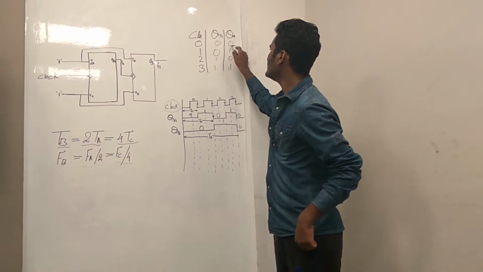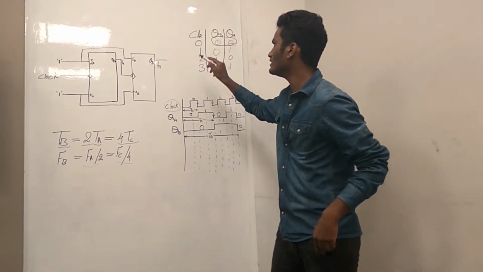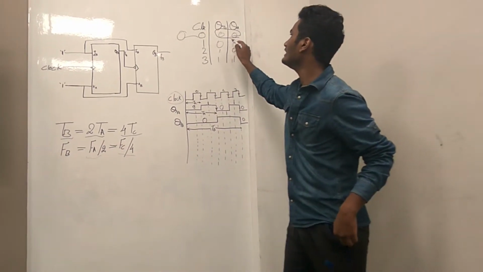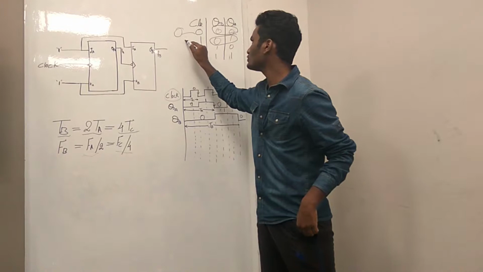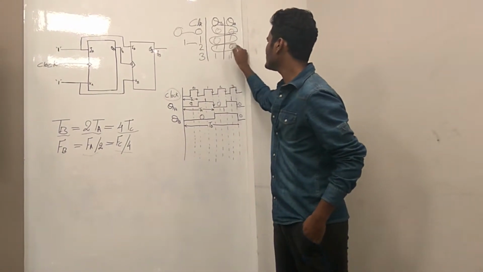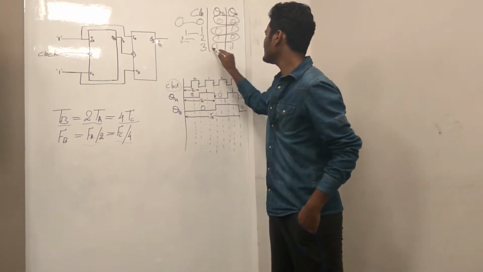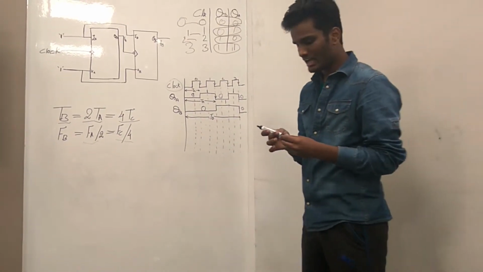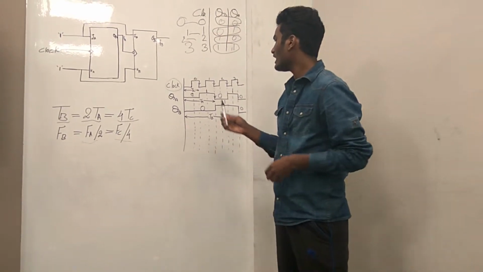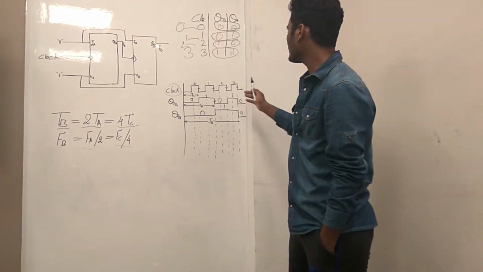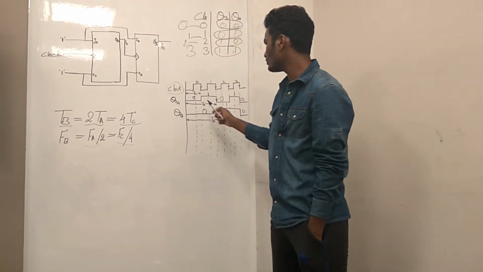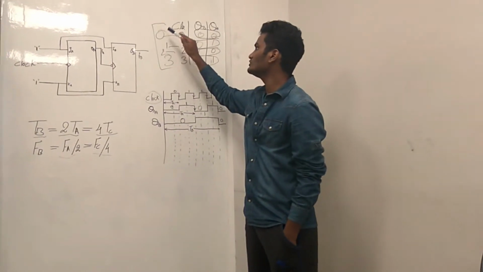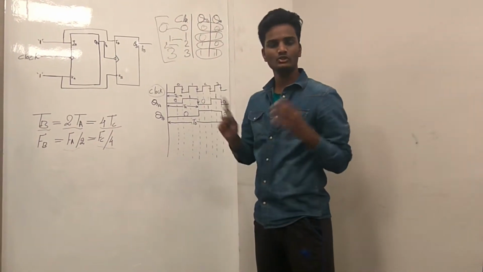So this is the binary number for 0. So this 0 is stored in the counter at this stage, and at this stage the number stored is 1, at this stage the number stored is 2, and at this stage the number stored is 3. I haven't taken the other cases because after getting 3, the counter again counts 0, because the conditions keep on repeating. The counter counts 0, 1, 2 and 3. So it is a 2-bit counter.